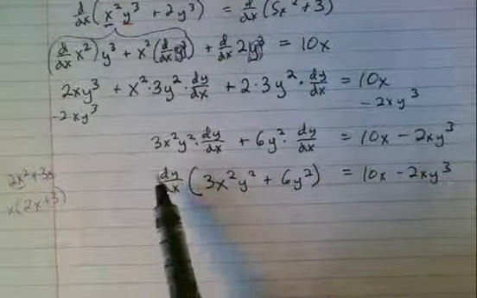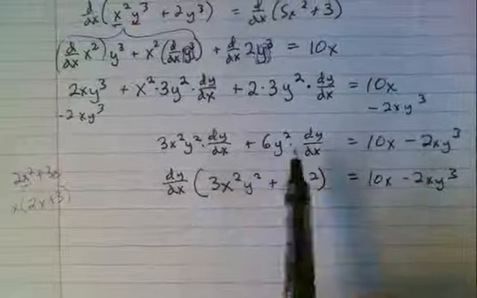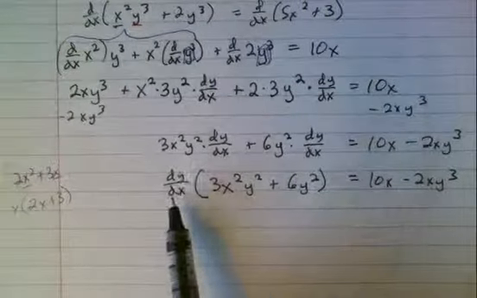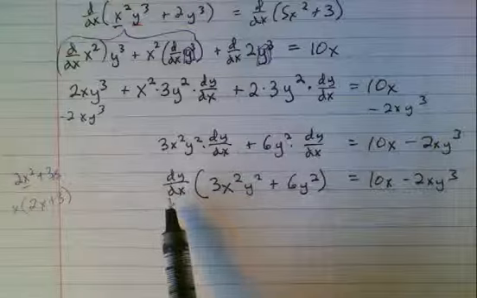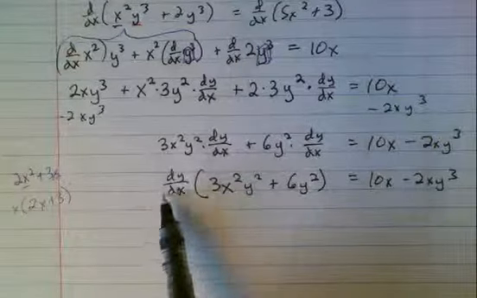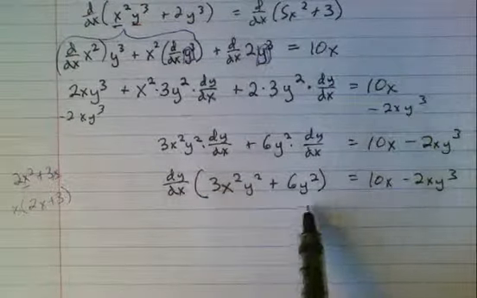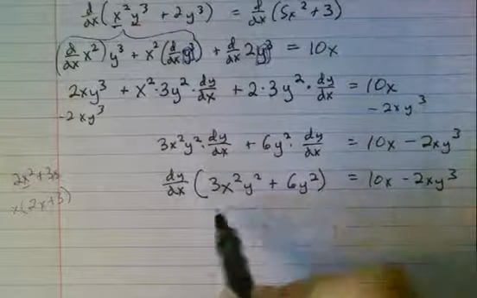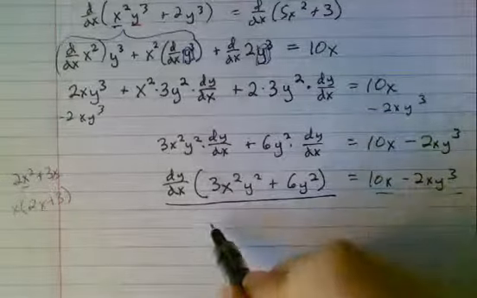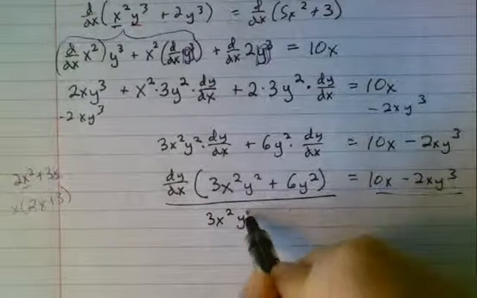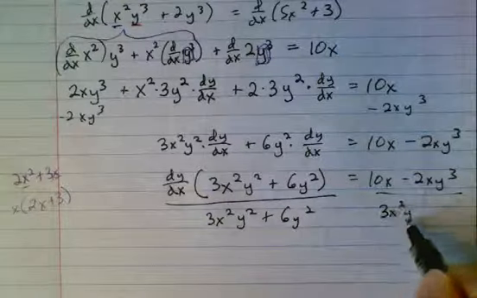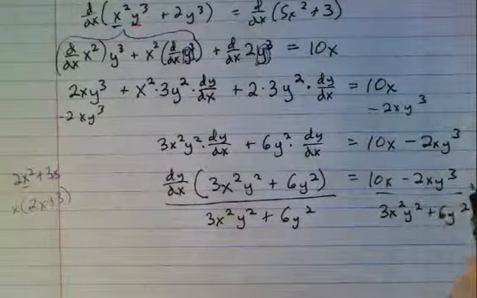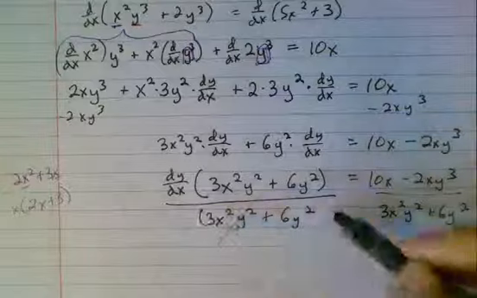Now I'm down to having just one dy dx. Generally, if you have two, this is how you get them down to one, you just factor that out. And now I can get all of this by itself, because this is multiplied times this, by undoing this multiplication. I'm just going to divide both sides by the 3x squared y squared plus 6y squared. That cancels these out.